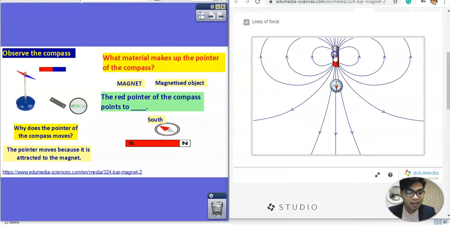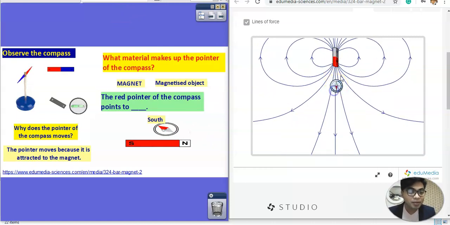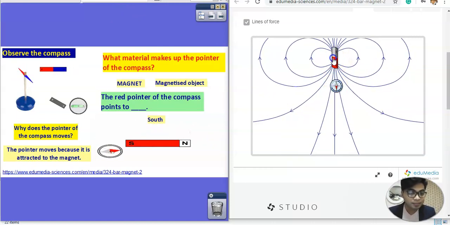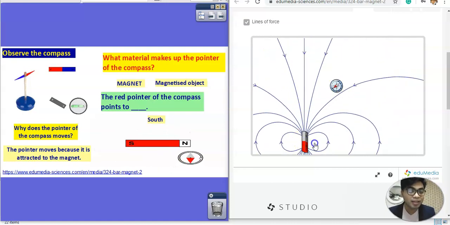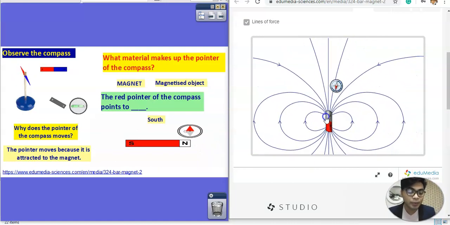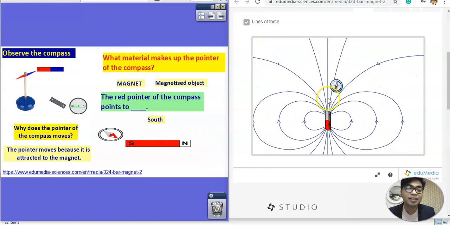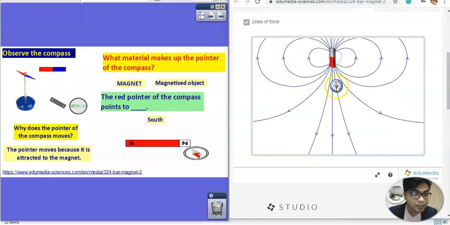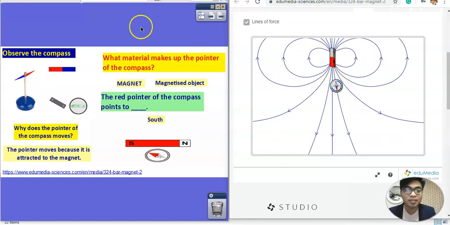So the compass here would always point, the gray one always points to the north, and the red ones will always point to the south. Therefore, if this one is a magnet, the red contains the north, and the gray contains the south, because opposite poles attract.